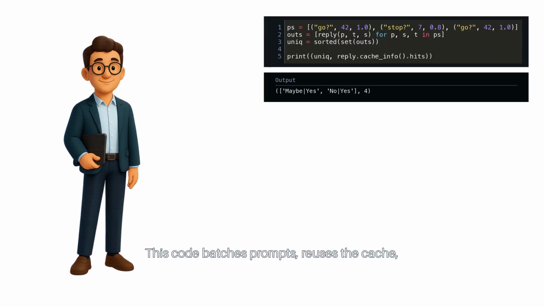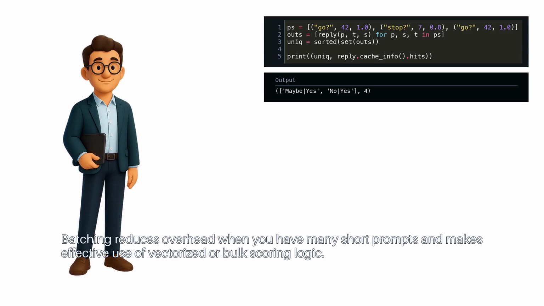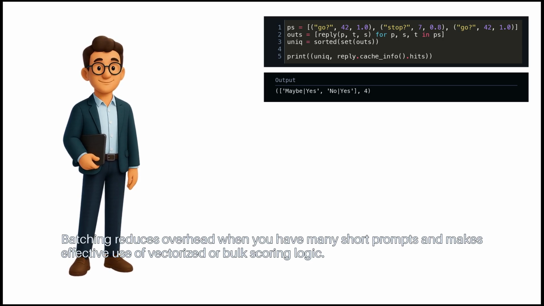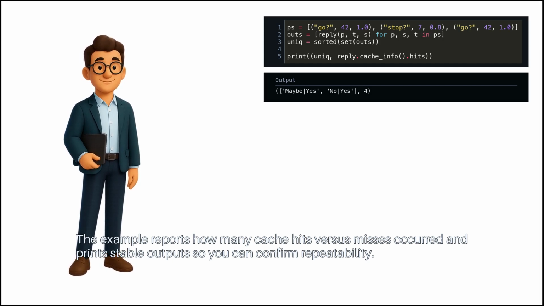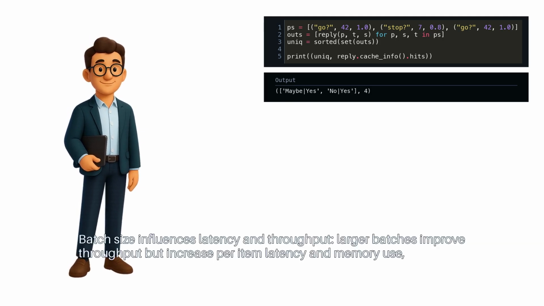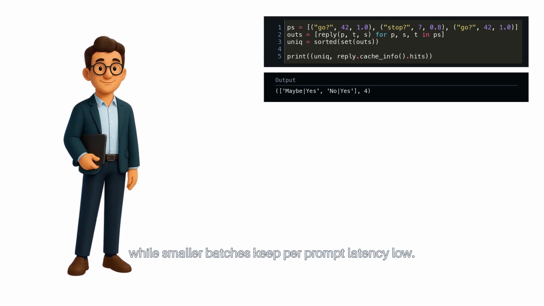Finally, we'll batch prompts and reuse the cache for throughput. This code batches prompts, reuses the cache, and shows stable, unique outputs across a batch by looking up each prompt and seed pair and computing only the misses. Batching reduces overhead when you have many short prompts and makes effective use of vectorized or bulk scoring logic. The example reports how many cache hits versus misses occurred and prints stable outputs so you can confirm repeatability. Batch size influences latency and throughput. Larger batches improve throughput but increase per-item latency and memory use, while smaller batches keep per-prompt latency low.